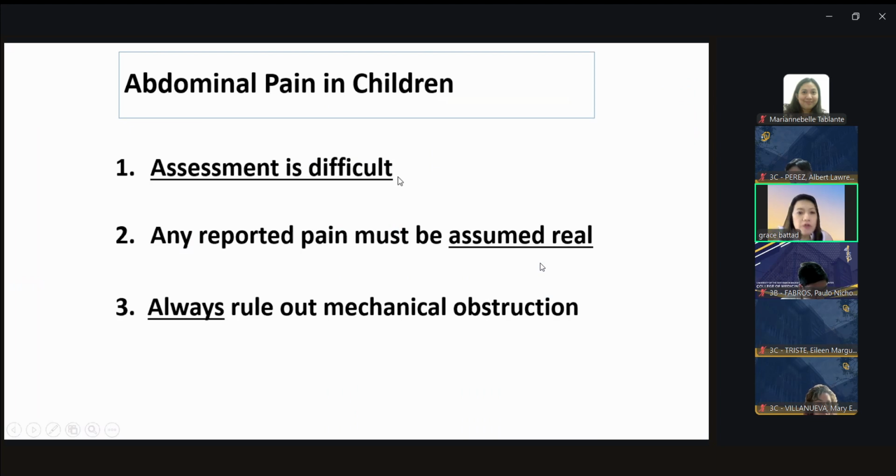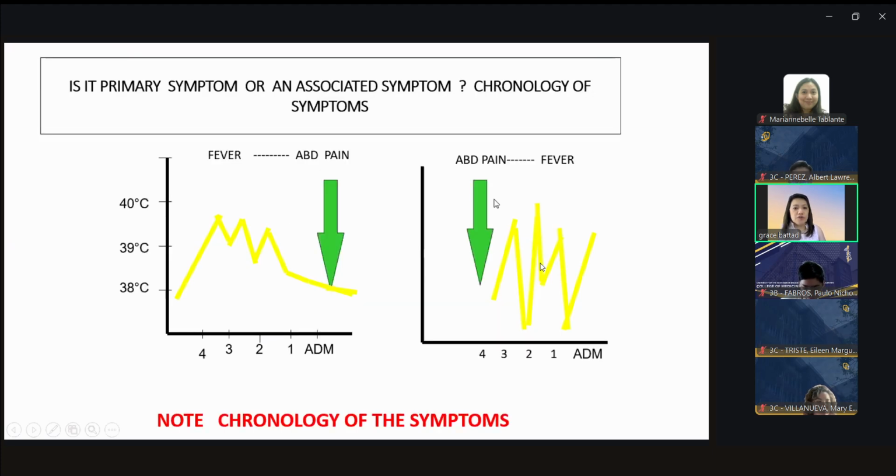Let's now go to abdominal pain in the older child. Assessment is difficult because you are actually gathering data from a third party. It might be the mother, because the child sometimes is very subjective, but any reported pain must be assumed as real until proven otherwise. Always rule out a mechanical obstruction in children.